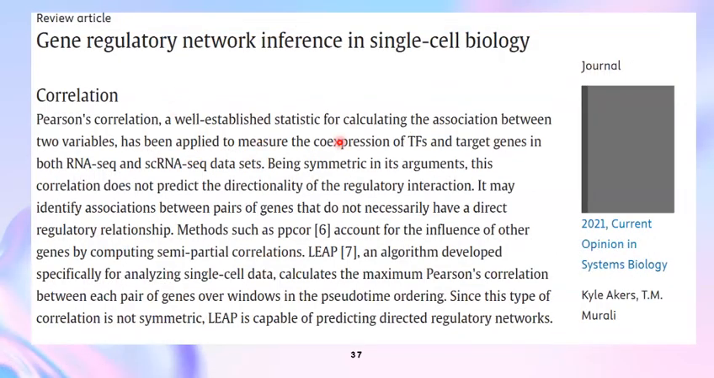This is another review article, from Current Opinion in Systems Biology, on gene regulatory network inference in single cell biology. Pearson's correlation, a well-established statistic for calculating the association between two variables, has been applied to measure co-expression of the TFs and target genes in both RNA sequence and scRNA sequence datasets. Being symmetric in its arguments, this correlation does not predict the directionality of the regulatory interaction.